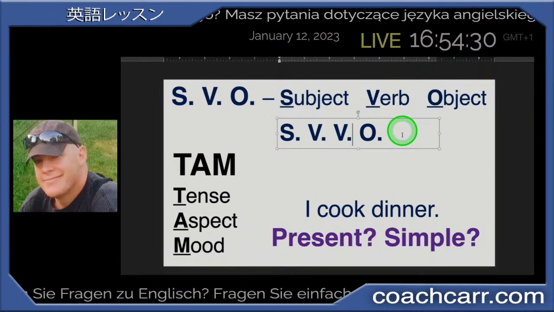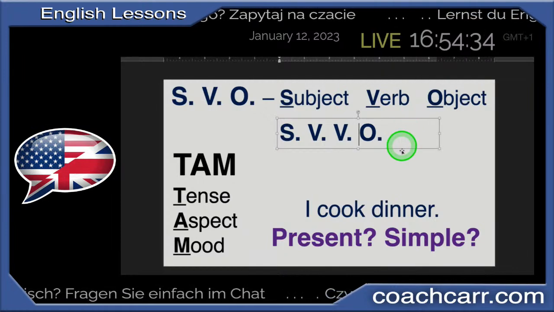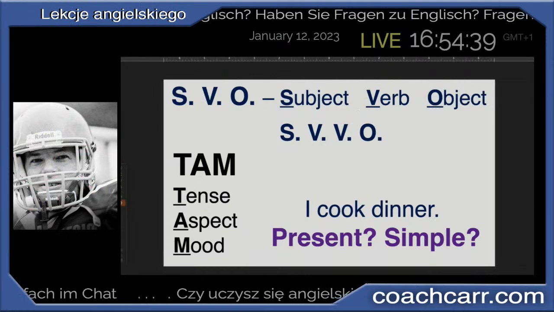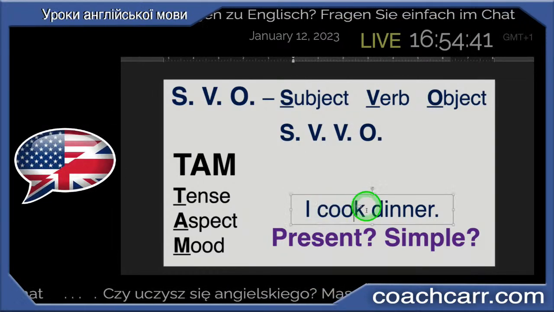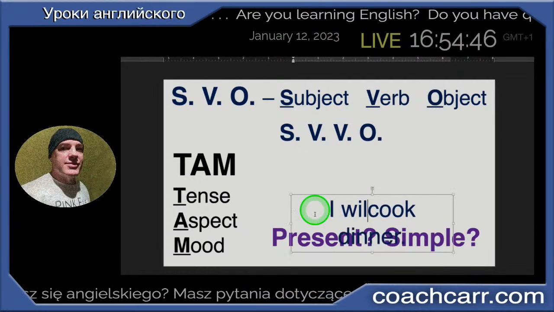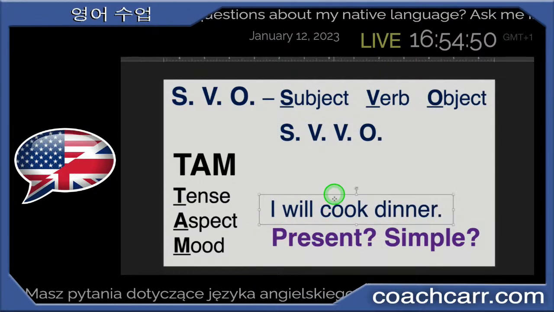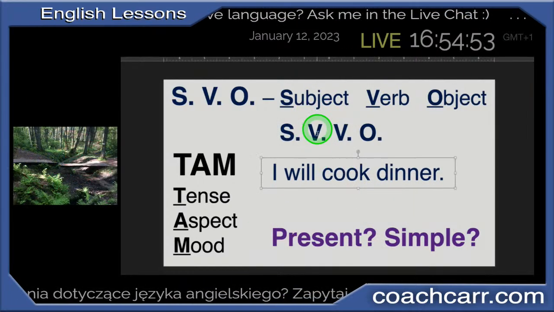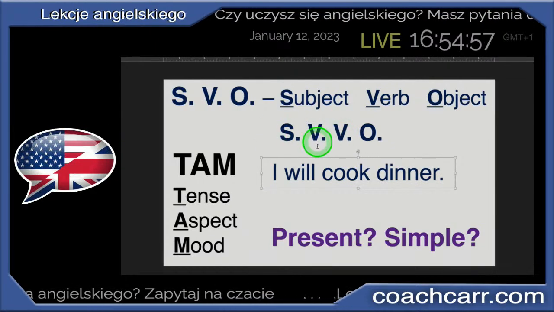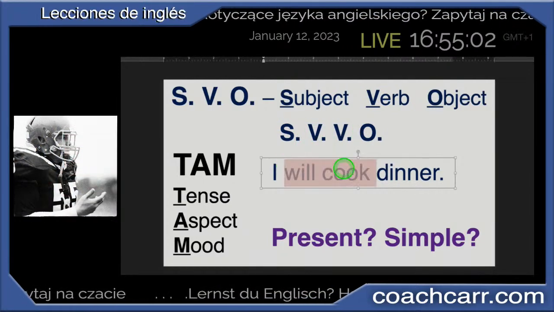SVVO. This we can practice. This is simple. Really, it's simple because this is how we talk about the future. I will cook dinner. In fact, this is the only way you can talk about the future in English. You have to use this structure. You have to use VV. You have to use two verbs.